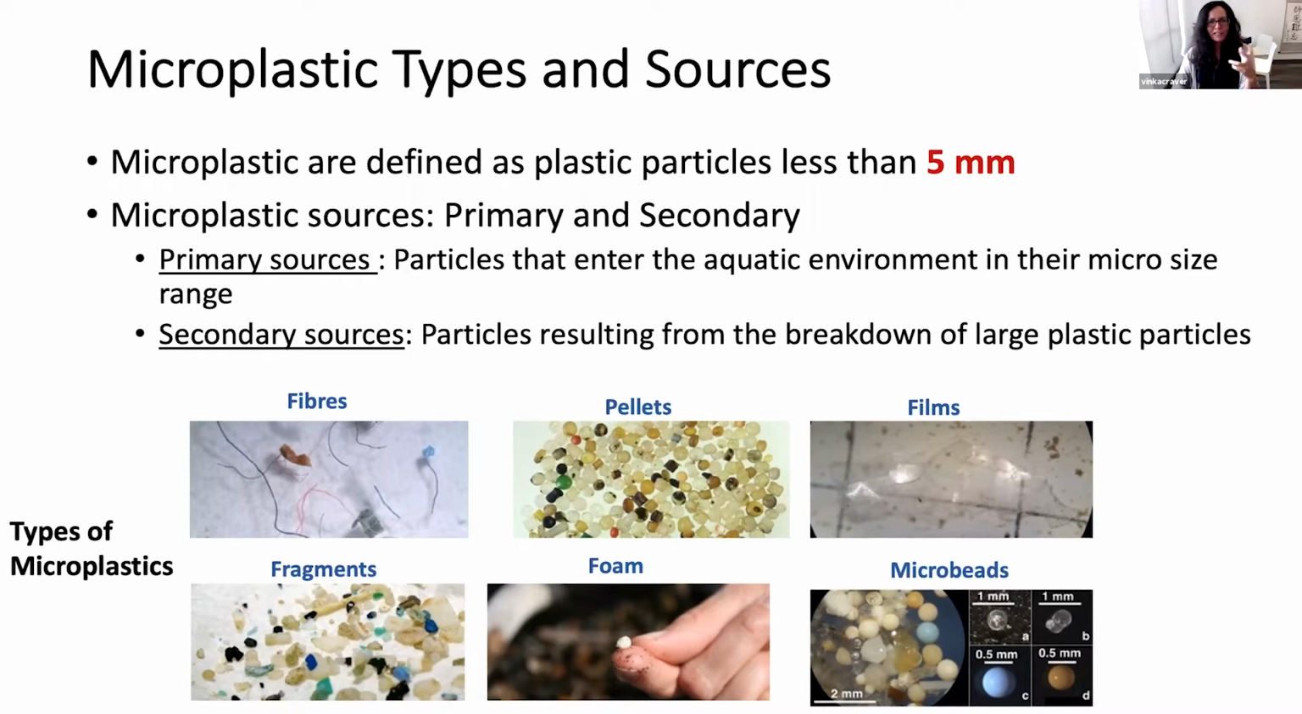Not all microplastics start as microplastics. There are primary sources, meaning microplastics that have always been microplastics and are then released into the environment. And there are secondary sources, meaning you have a larger piece of plastic and it breaks down into smaller particles. We also have different geometrical configurations: fibers, pellets, films, fragments, foam, microbeads, etc. So it is a very large and broad family of particles that we are talking about.